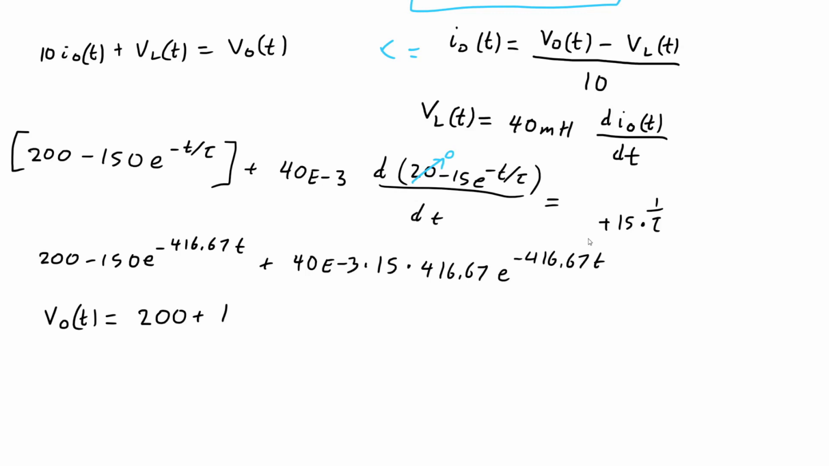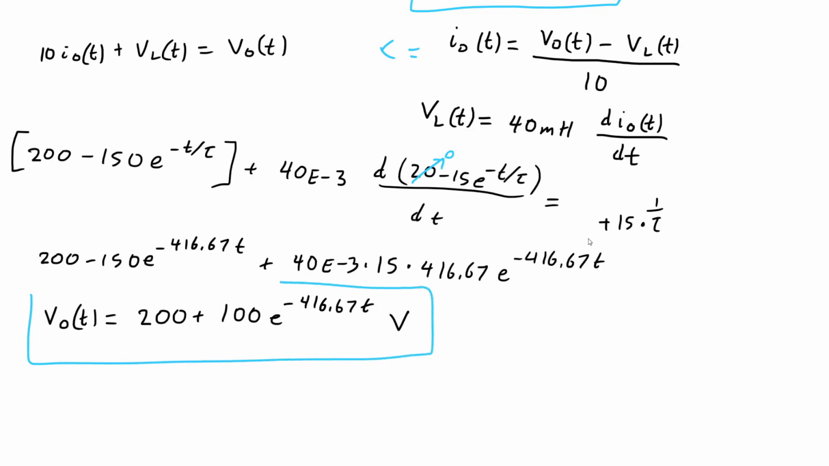100 e to the minus t over tau, which is 416.67 t, and this whole expression is in volts.